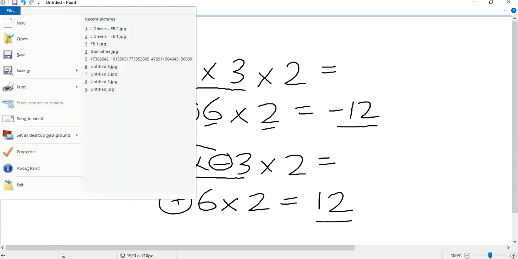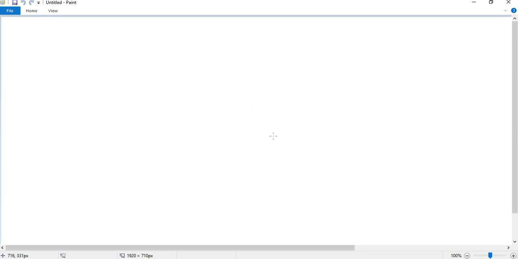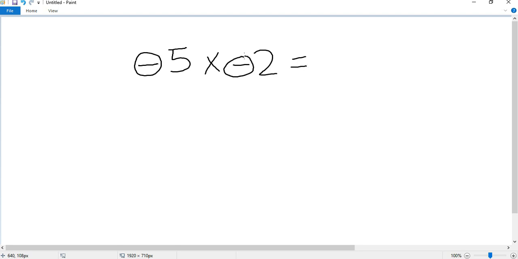Okay, let's try another example. Okay, this time negative 5 multiplied by negative 2. Very simple, right? Because we have two negative signs, that means the answer will be a positive. It makes a positive. The two negative signs form a positive, and then we go on and multiply 5 and 2 to give us 10. So the answer is positive 10.